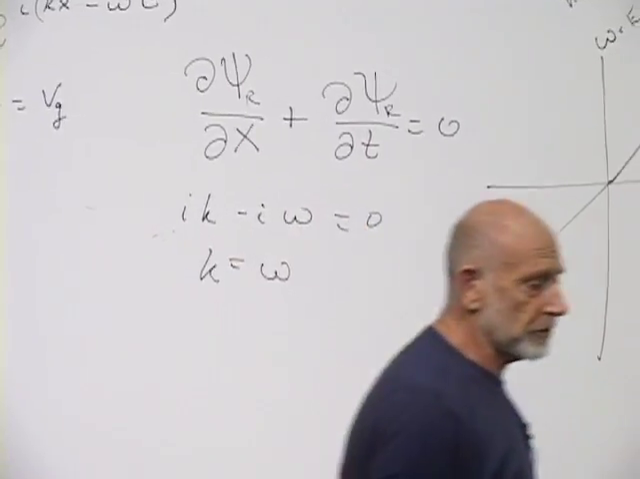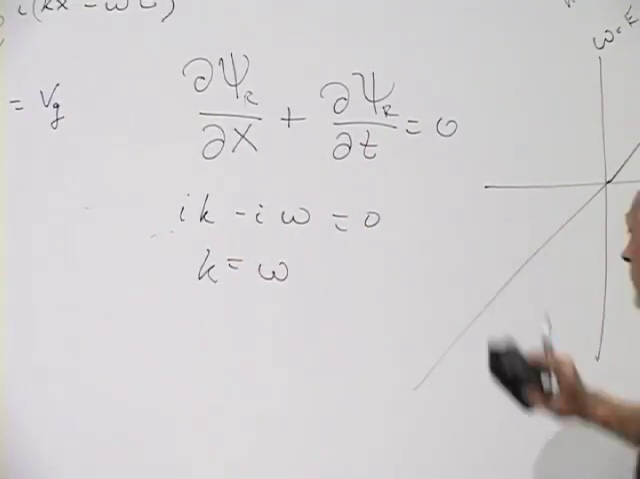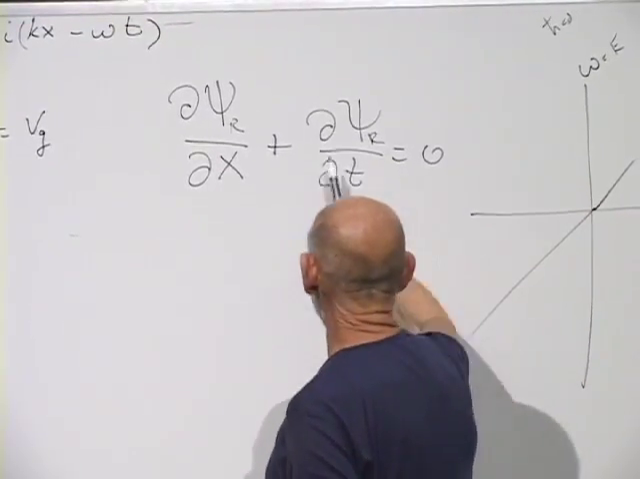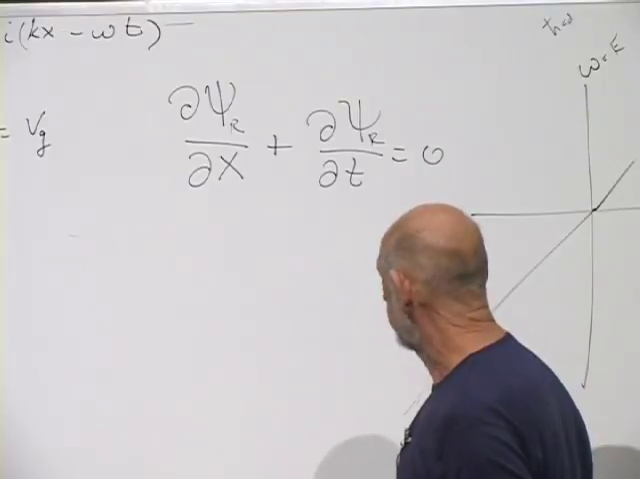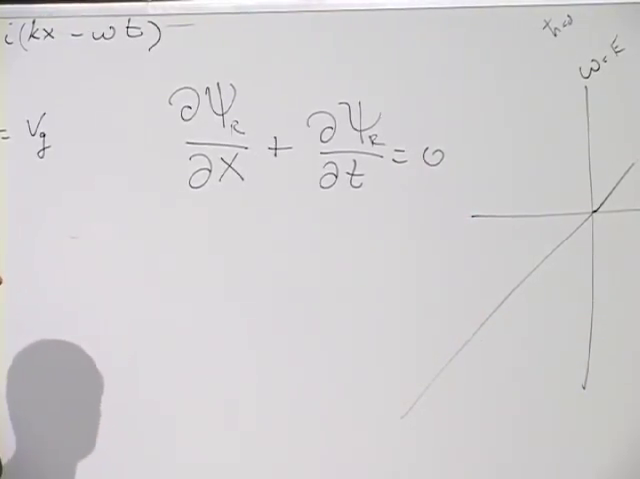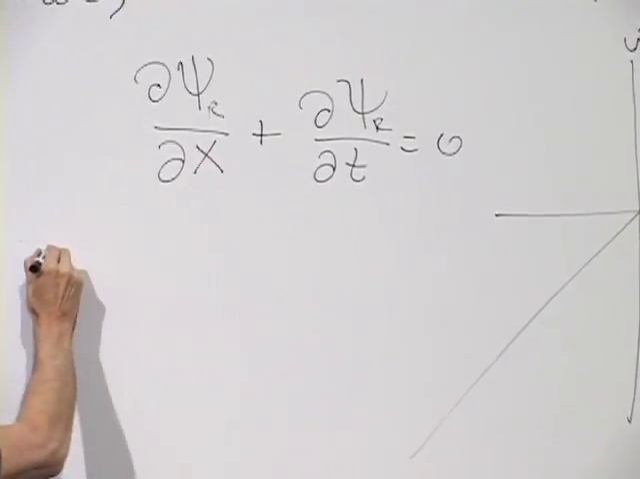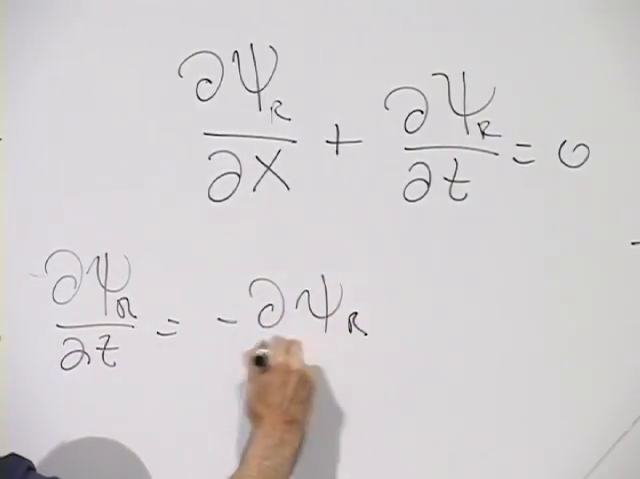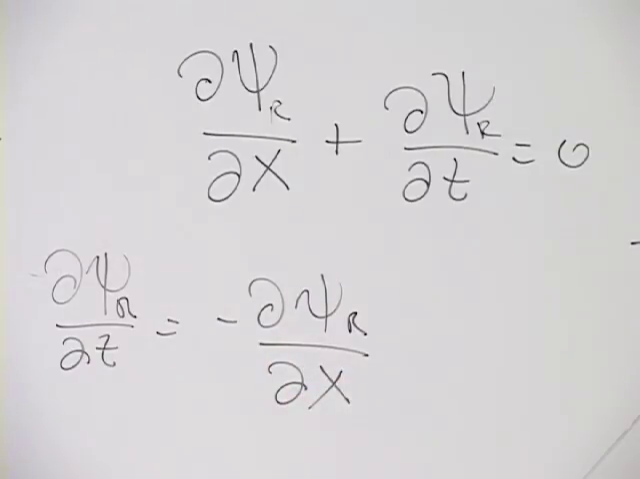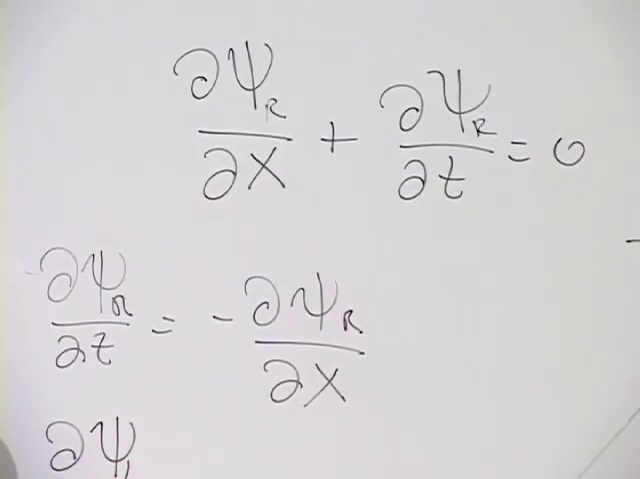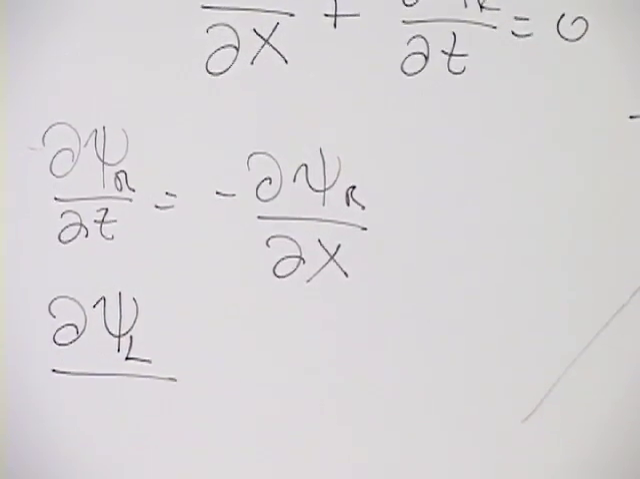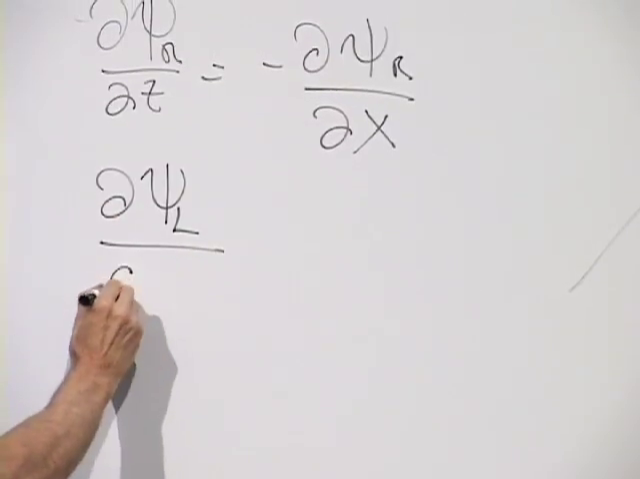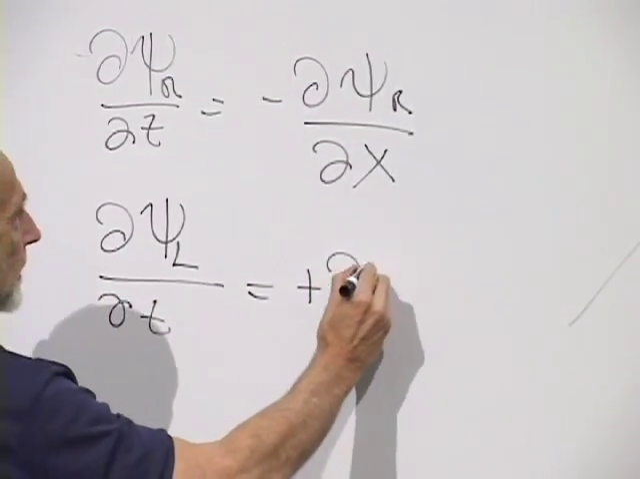Let's invent another field describing the left-moving particles. Left-moving particles will be described by an equation which is similar, except that we'll want omega to be minus k. All we have to do is change the sign of one of these two terms. Doesn't matter which one. So if we rewrite an equation, d psi right by dt is equal to minus d psi right by dx. That's a right-moving wave. A left-moving wave of another field, completely separate field, different creation operators, different annihilation operators, describes a different kind of particle, namely a left mover, and is equal to plus d psi by dx.